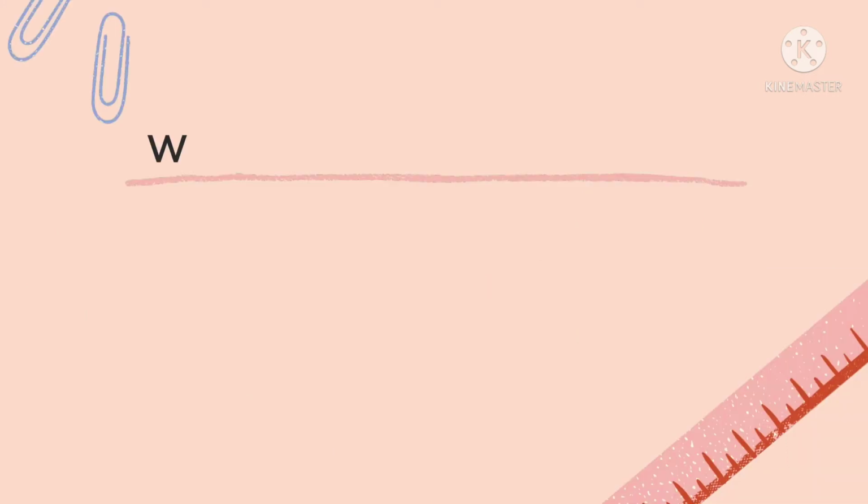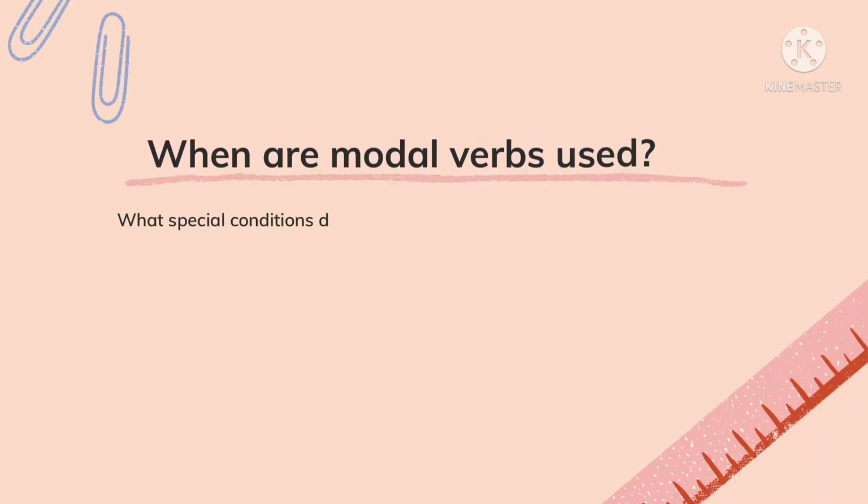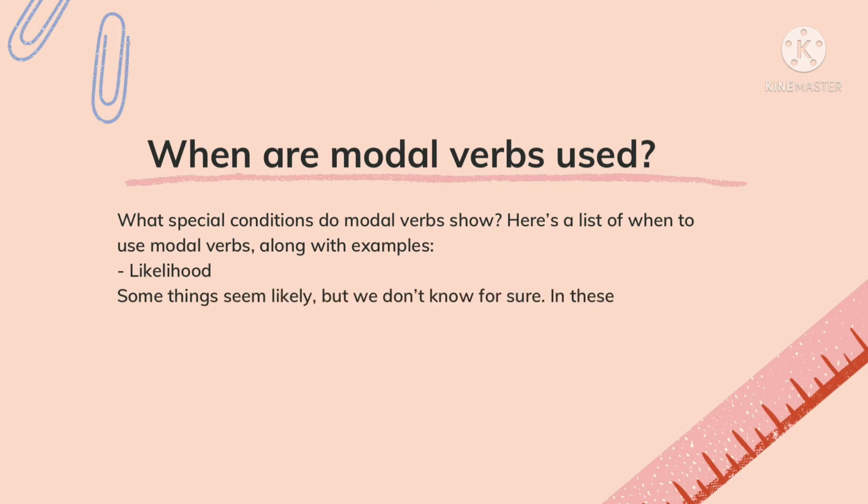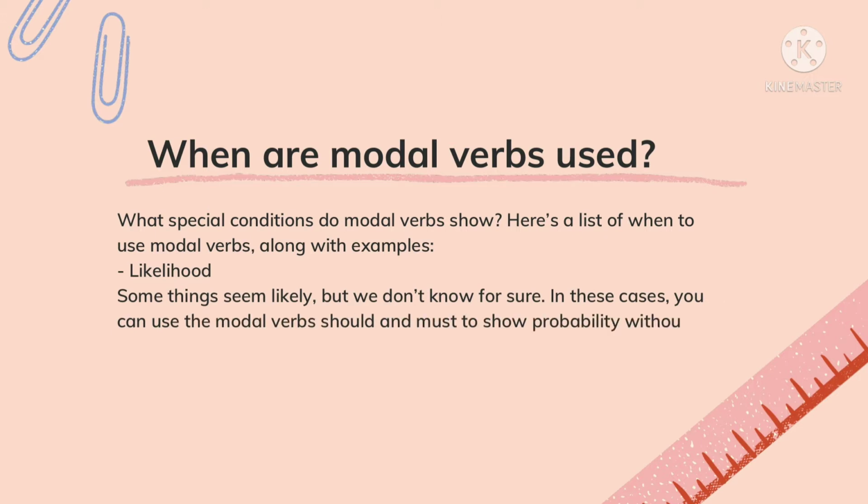When are modal verbs used? What special condition do modal verbs show? Here's a list of when to use modal verbs along with examples. First, likelihood. Something seems likely, but we don't know for sure. In these cases, you can use the modal verbs should and must to show probability without certainty.